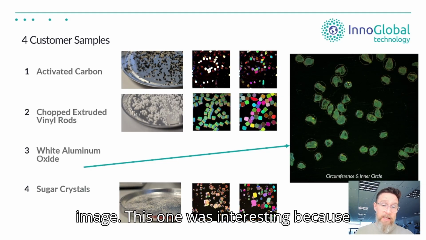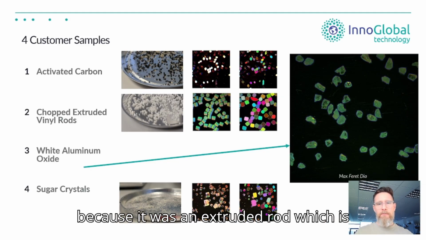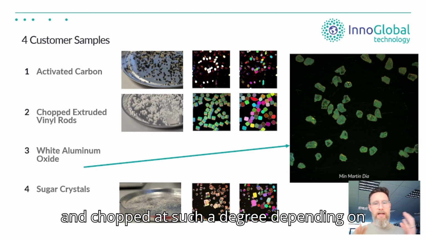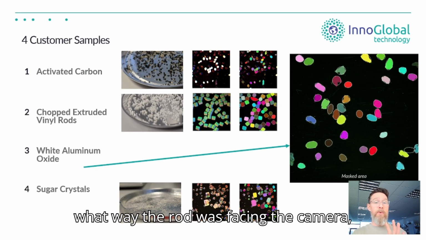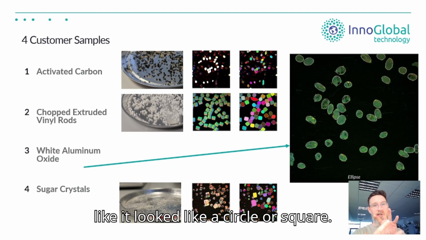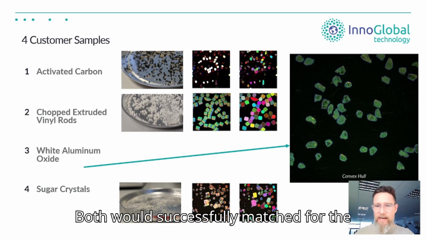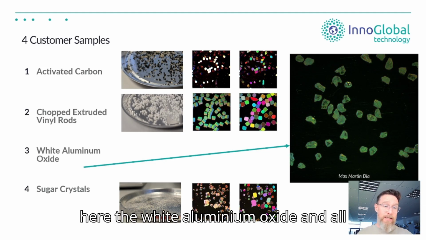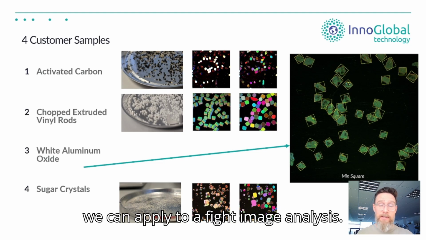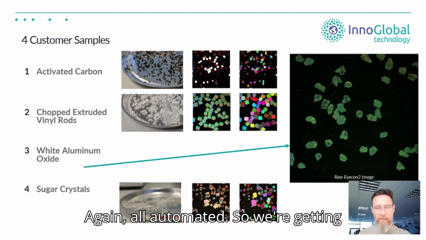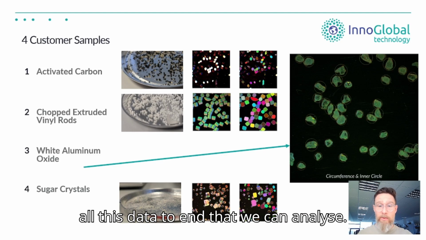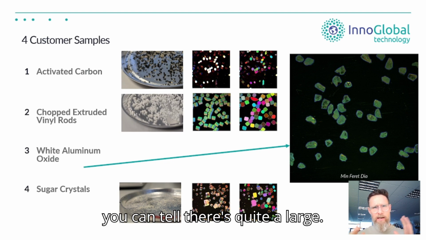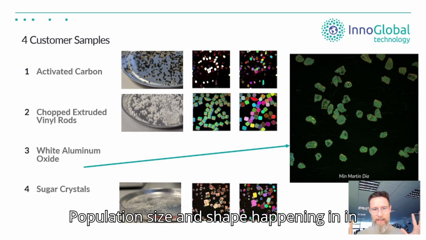Similar raw image. This one was interesting because, as you can see in that middle image, it was an extruded rod, which is circular, cylindrical, and it's chopped at such a degree that, depending on what way the rod was facing the camera, it looked like a circle or a square, but it was successfully matched for the particle size and shape of both of those. And then we've shown in a bit more detail here the white aluminum oxide and all the various measurements and sizes that we can apply to it via image analysis. Again, all automated, so we're getting all this data at the end that we can analyze. Lastly is the sugar crystals, which is interesting because just from the images you can tell there's quite a large population size and shape happening in that area.